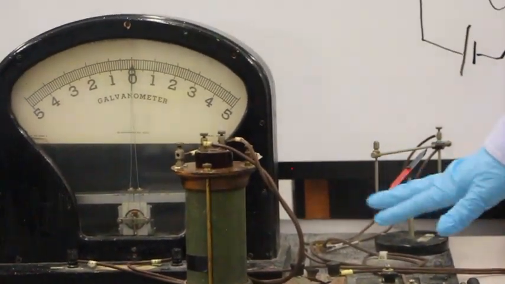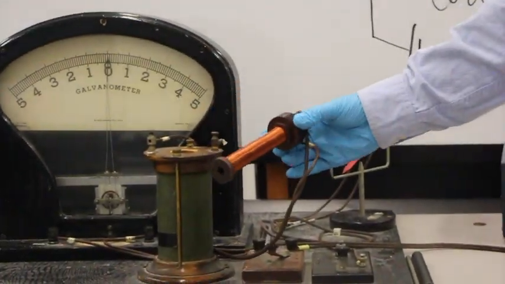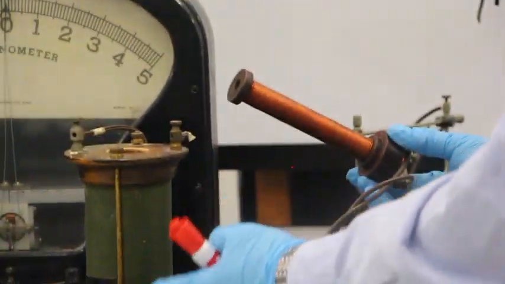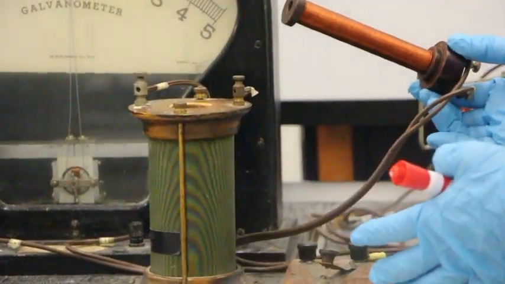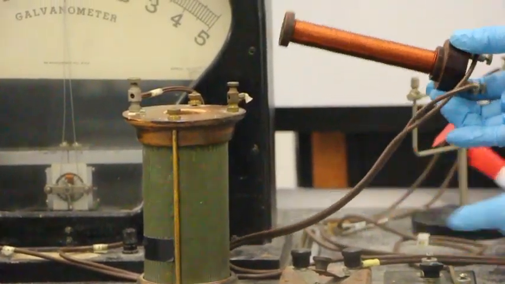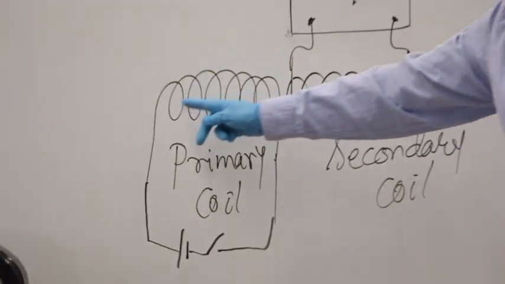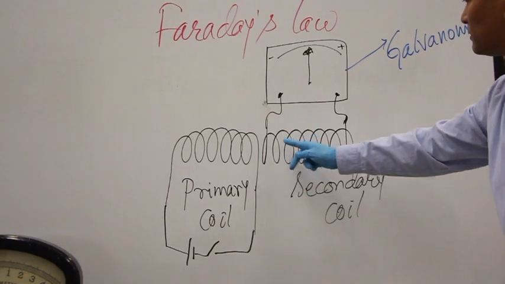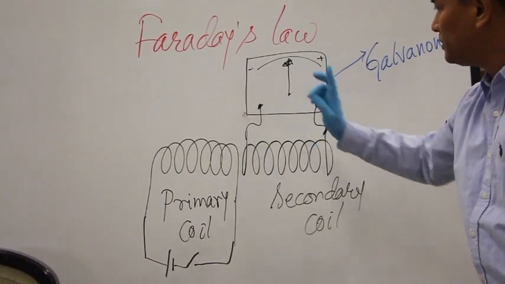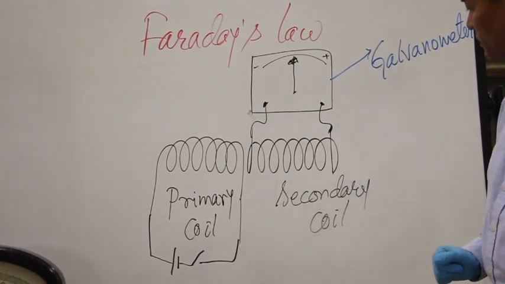Alright, so what I have here is a primary coil. This is the primary coil, and this one is the secondary coil. They are the same, like a solenoid. The primary coil is connected to the battery, and the secondary coil is connected to the meter. It's called a galvanometer, but this is the same as an ammeter.